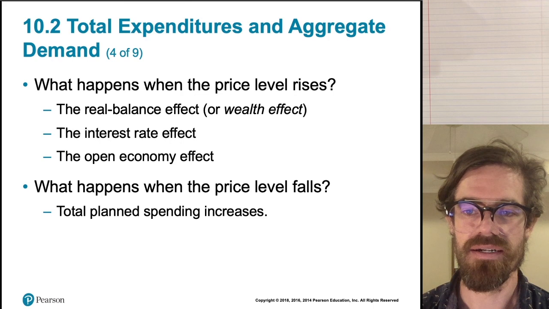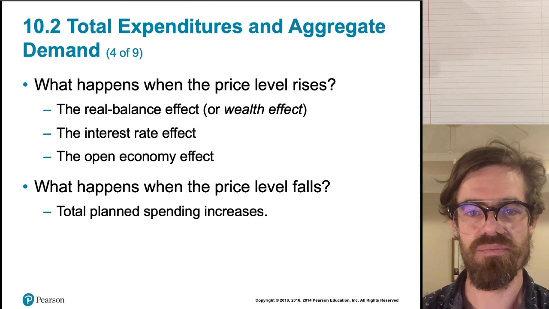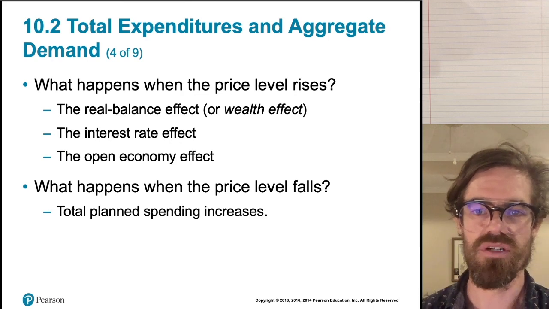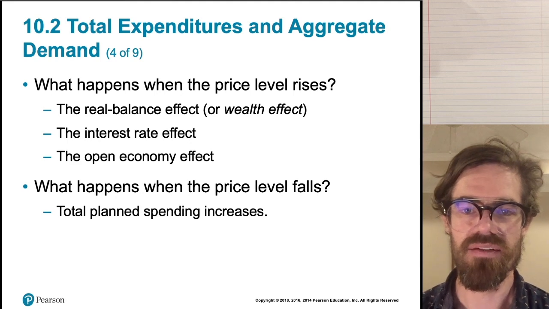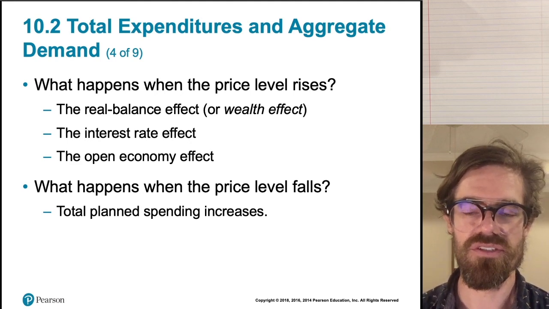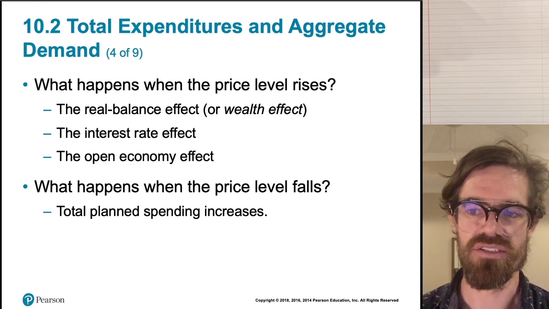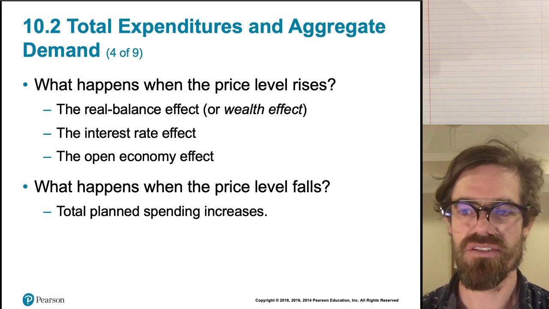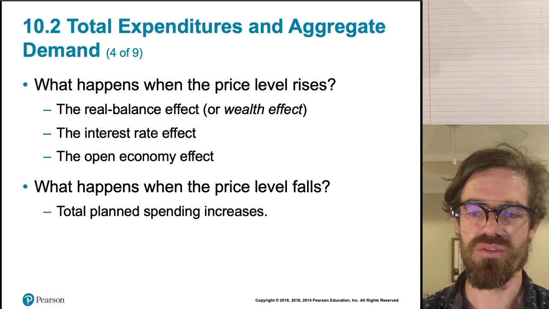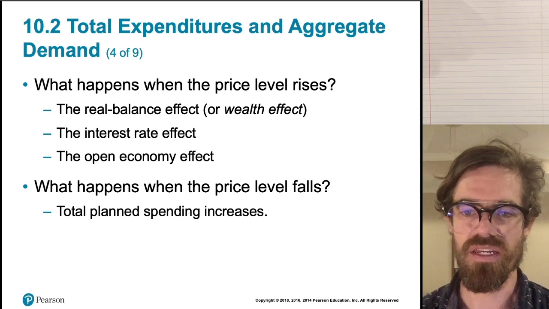These are the things that basically account for its downward slope. And we kind of have something similar to the law of demand here, where basically we have an inverse relationship between expenditure and price level. So as the price level falls, total planned spending increases, and vice versa. When the price level rises, total planned spending decreases.